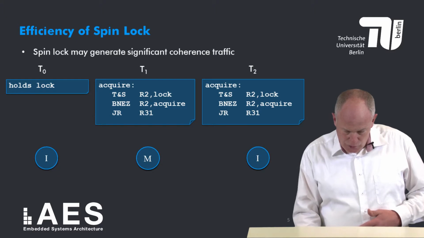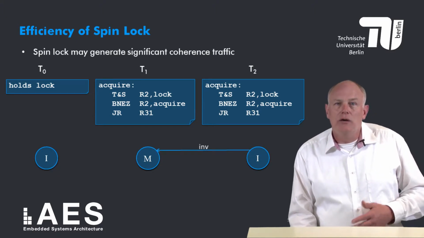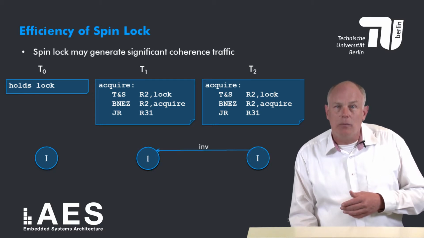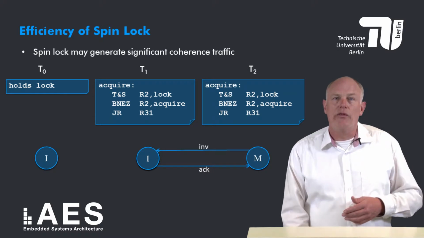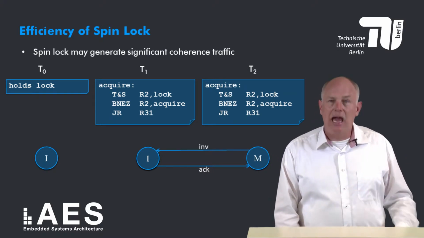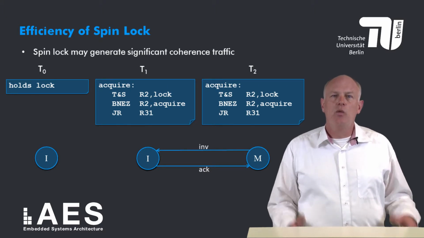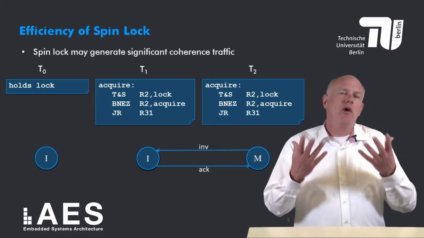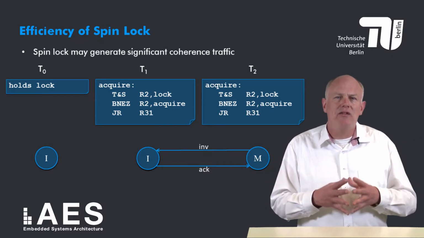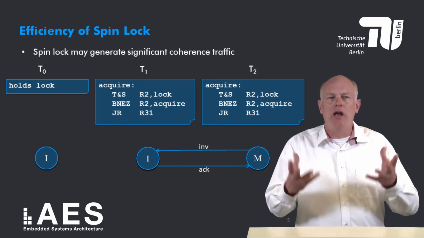So T2 wants to acquire the lock. For that, it needs to invalidate the copy of T1. T1 invalidates its copy, acknowledges this to T2, and so on and so forth. I don't know if you notice it, but we were playing a game of ping pong here. We're ping-ponging the lock between the caches of T1 and T2. And we're not very good at playing this game since we generate a lot of coherence traffic.